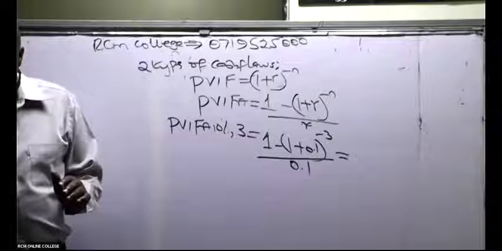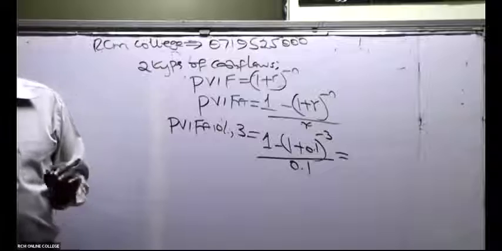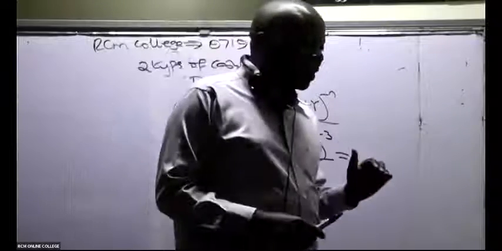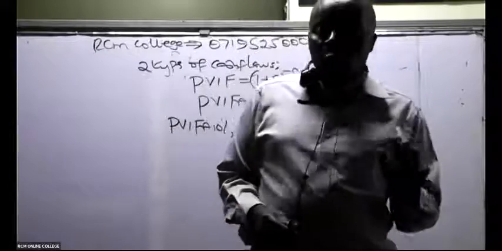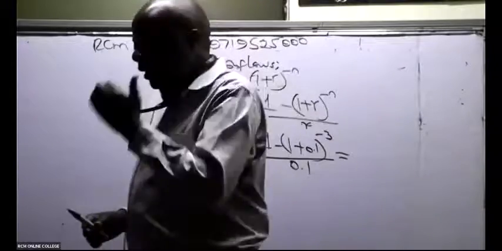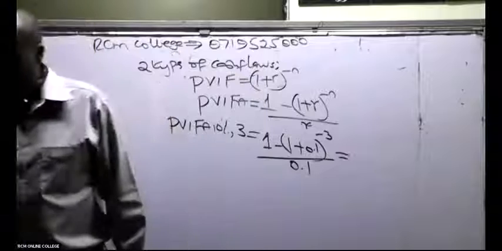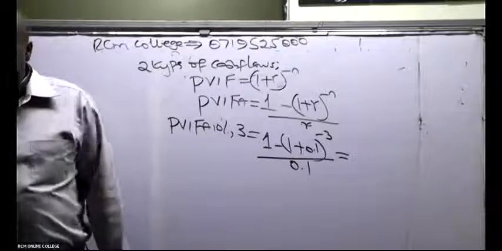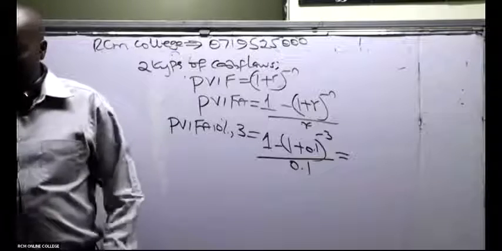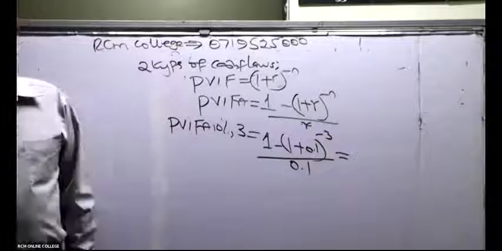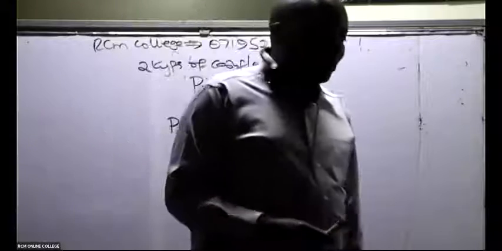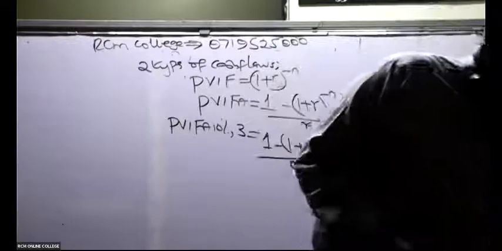We have here Francisca, 2.48. I want 4 decimal places. Remember, for PVIFs and PVFAs, we always prefer 4 decimal places. 4, not 3, not many, but just 4. Is there somebody who has that answer in 4 decimal places? Anybody having that answer in 4 decimal places?